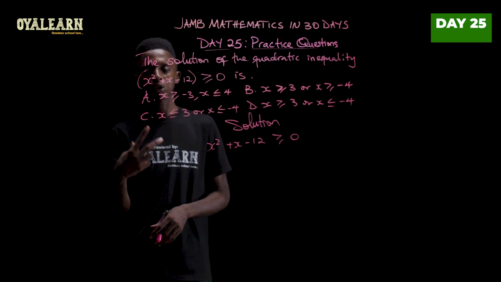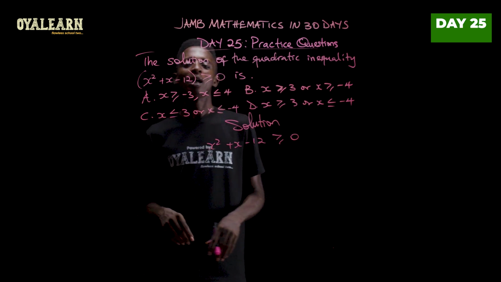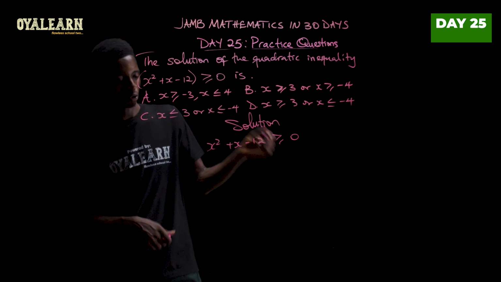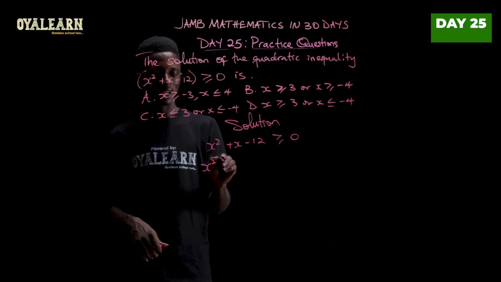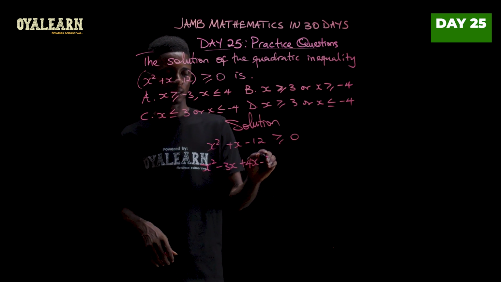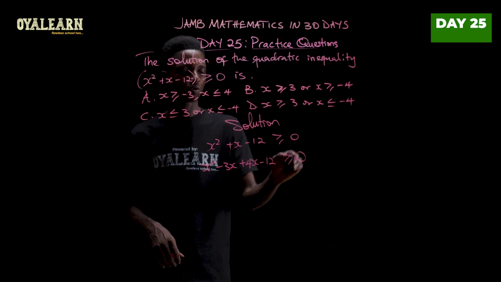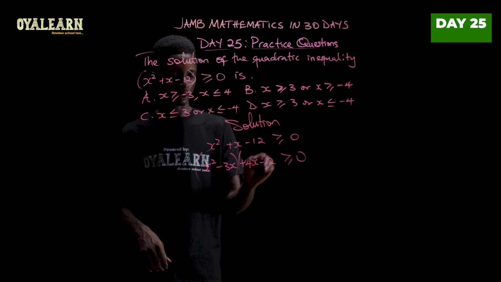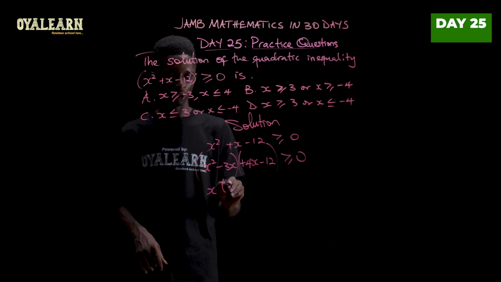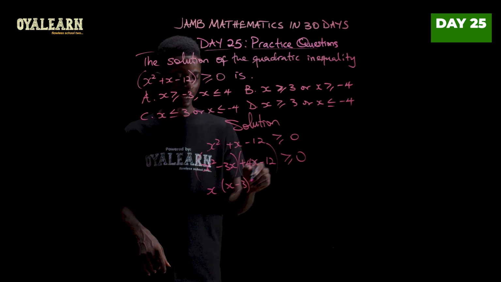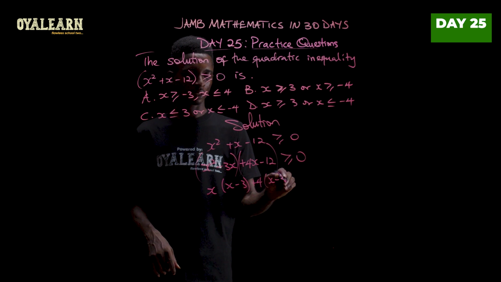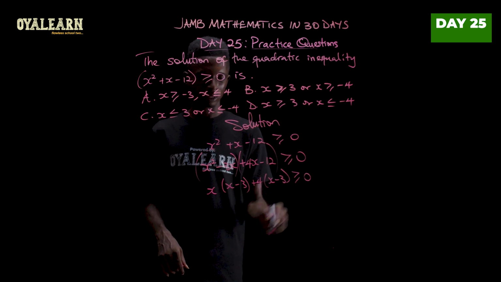Because minus 3 plus 4 is 1, and minus 3 multiplied by plus 4 is minus 12. So this can now be written as x squared minus 3x plus 4x minus 12 greater or equal to 0. Now we group this. What we have in common here is x, leaving us with x minus 3. And then here we have plus 4. So x minus 3 greater or equal to 0.